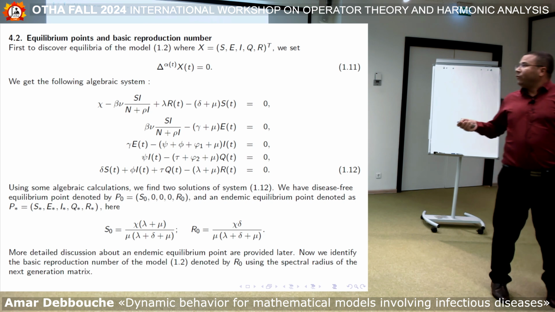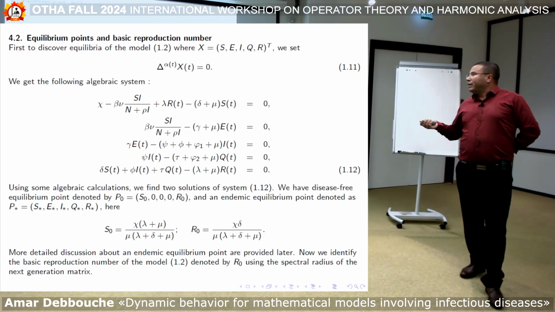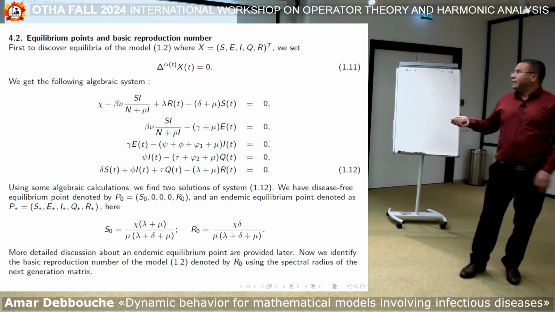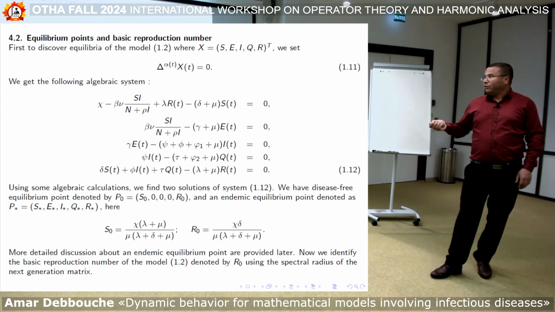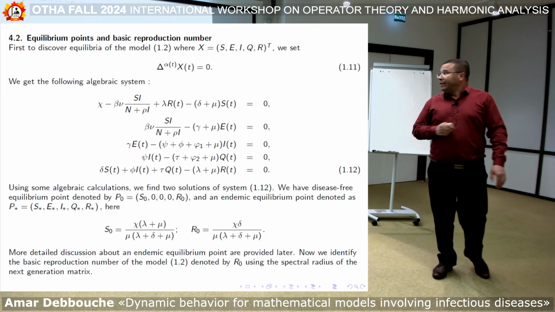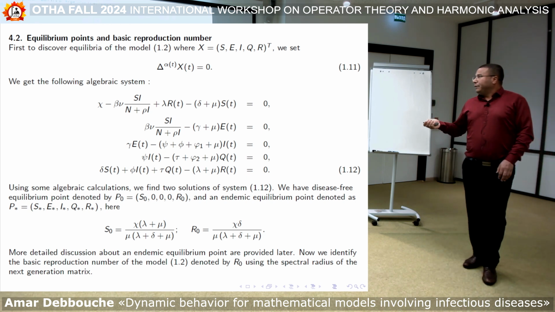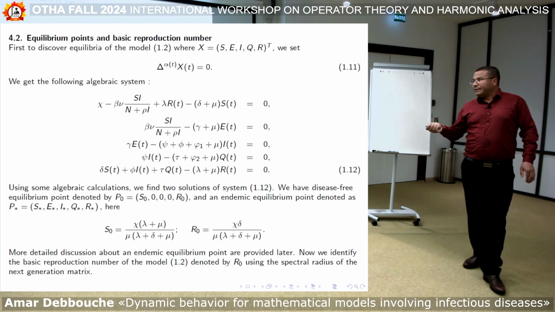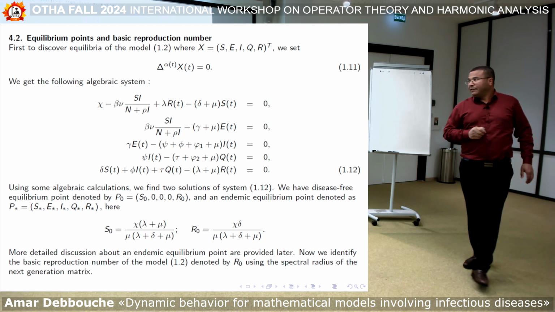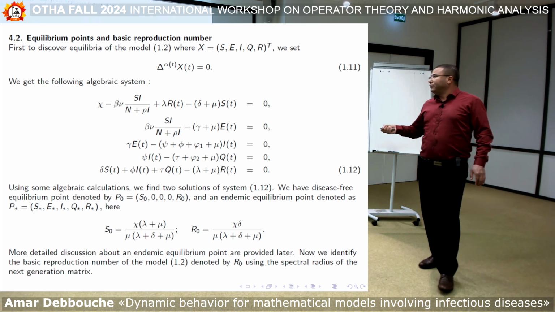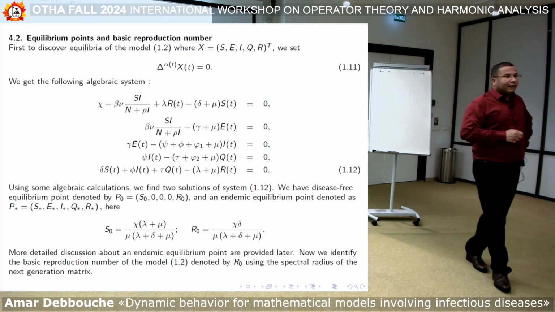Okay. We use some algebraic calculations. We can find two solutions of our system. We have the first one called the disease-free equilibrium point denoted by P0. This is the first one in terms of S0 and R0, the others, of course, null. And the second one is called the endemic equilibrium point, denoted as P star, in terms of these new unknown functions, such that here S0 and R0 are given with the following expressions.